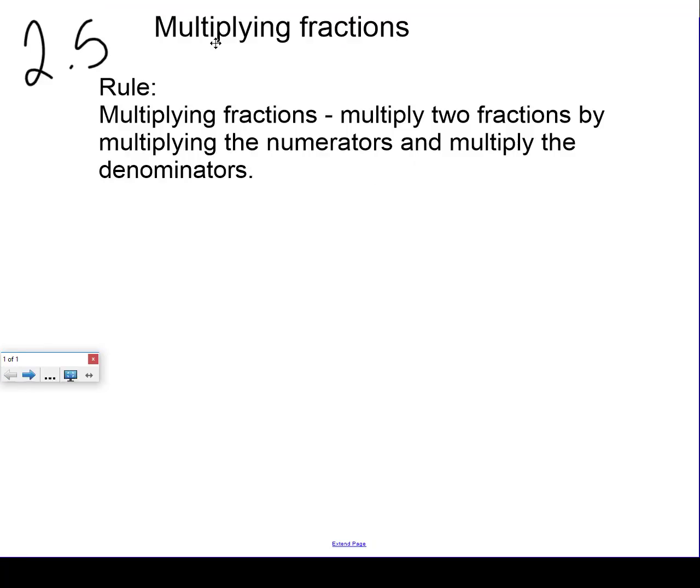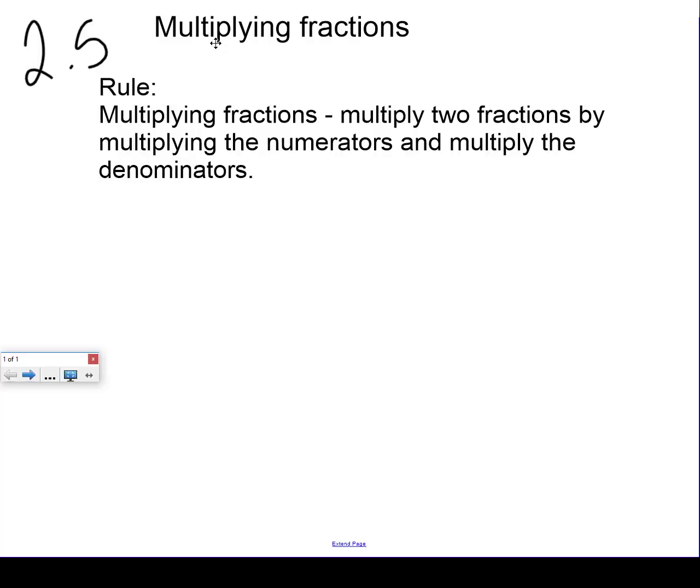Right, this is section 2.5. We're talking about multiplying fractions. The rules for this are to multiply two fractions together by multiplying across the top, which are the numerators, and then across the bottom, which are the denominators. All of your final answers for multiplying or dividing or anything like that need to be in lowest terms.